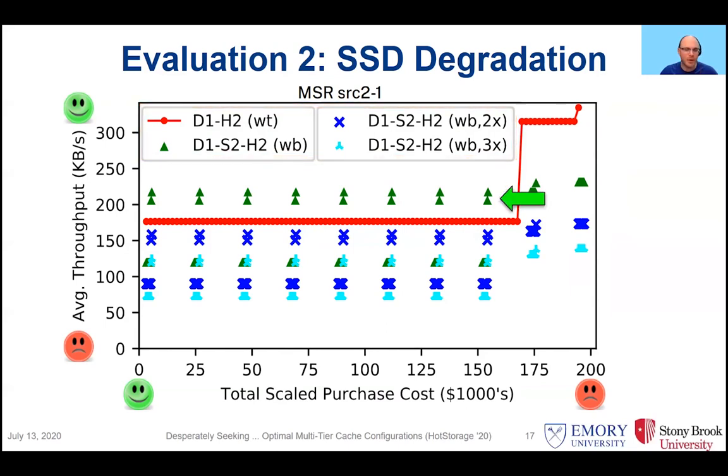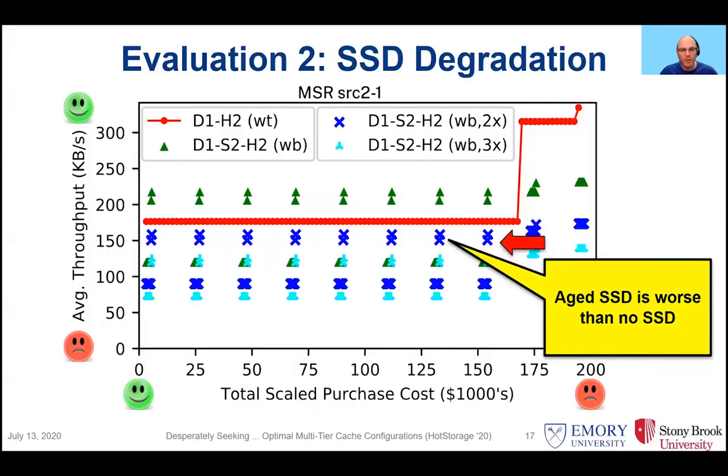So when we insert a brand new S2 in between D1 and H2, there are many configurations with improved performance for the same cost, which are the green triangles above the red line. However, when the SSD is aged, there aren't any configurations which improve performance since all the blue and cyan points are below the red line. For write-heavy workloads or infrastructures where SSDs receive a lot of traffic over a short period, choosing to exclude SSDs may not only save money, but also yield similar or better average throughput over time.